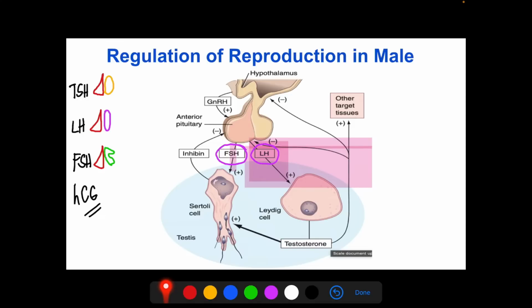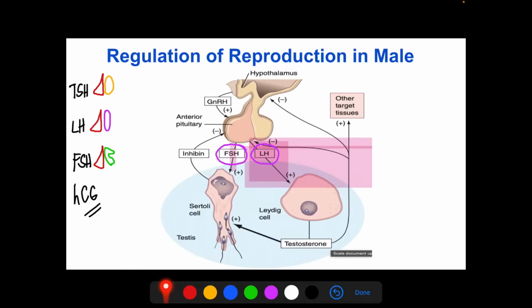So what do I mean by that one? When the testosterone level is sufficient or is already enough in concentration, it will decrease the synthesis and secretion of these hormones, the GnRH, the FSH, and LH. So now, by having that negative feedback, it will lead to the decrease in the synthesis of testosterone by these Leydig cells. So that's what I'm talking about, the negative feedback of the testosterone.